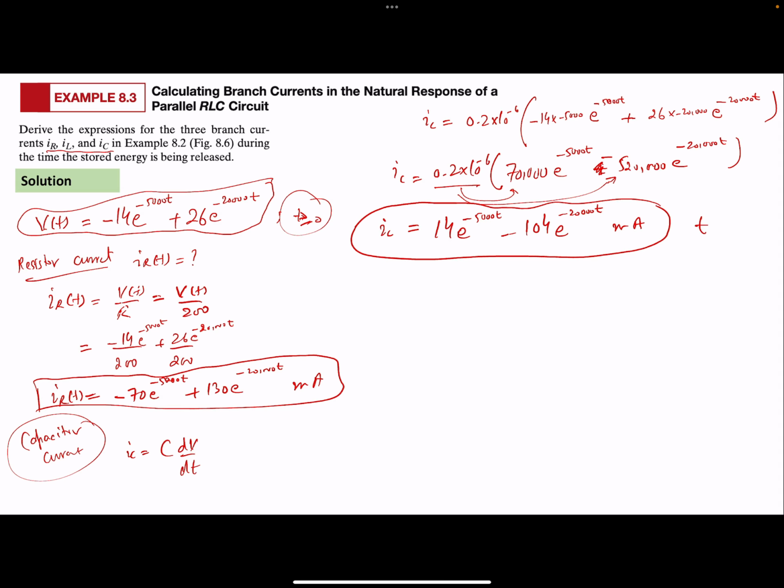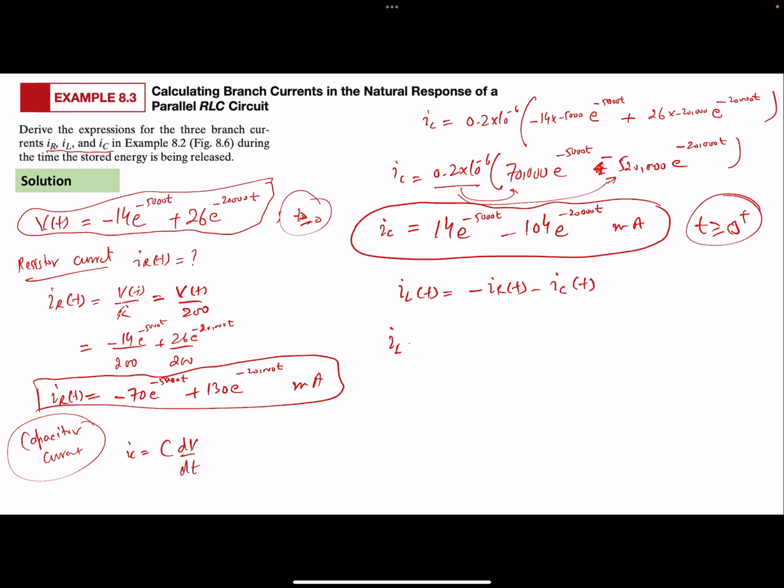And again, if you remember, this should only be valid at t greater than or equal to 0 positive, because there is no instantaneous change in the voltage, and the current is not going to change. So current is only valid at 0 positive, and the voltage doesn't change instantaneously in case of a capacitor. Okay, and then we find the resistor current, we find the capacitor current. The inductor current is essentially just a subtraction of the two, minus IR of t minus IC of t.